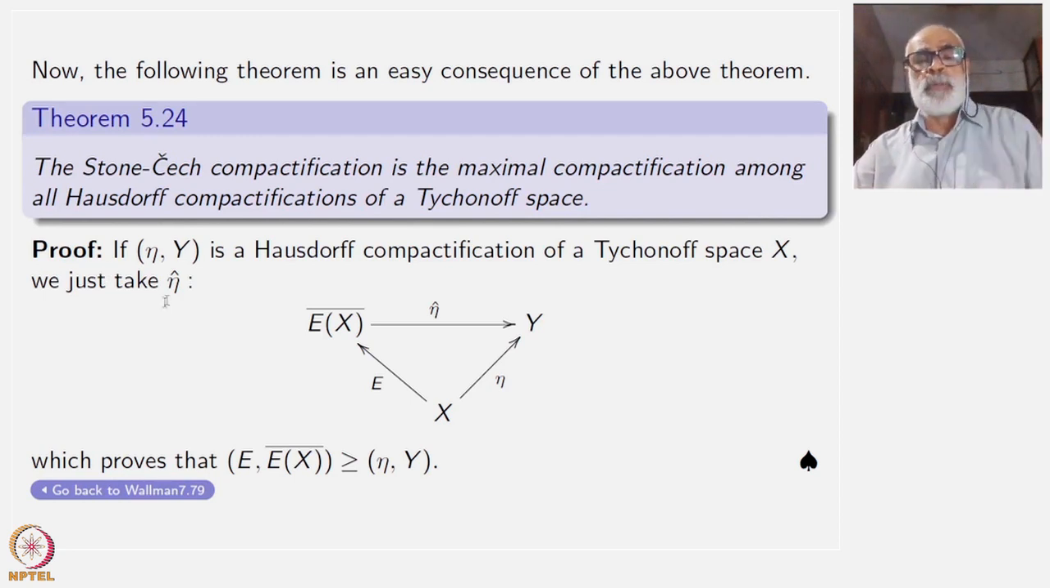Look at any Hausdorff compactification. Then we just take eta hat. Remember in the previous theorem, if this is a compact space, this is also a compact Hausdorff space, also a Tikhonov space. So whenever you have a map like this, you have eta hat, but eta hat is now from X bar to Y itself, such that e followed by eta hat is eta. So that is precisely the meaning that this compactification is bigger than this compactification. X bar is bigger than (eta, Y).